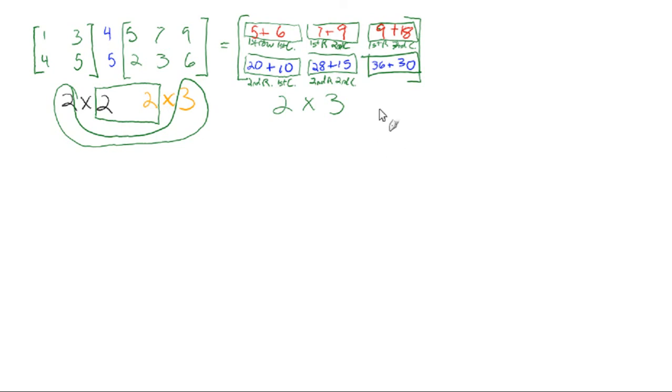And there you go. Now we need to just add everything together. As we see in each position, 5 plus 6, that's 11. 7 plus 9, that's 16. 9 plus 18, that's 27. 20 plus 10 is 30. 28 plus 15, that's 43. And 36 plus 30 is 66.